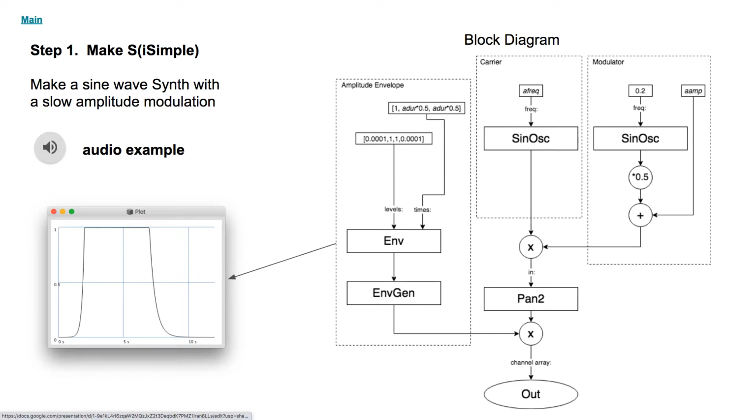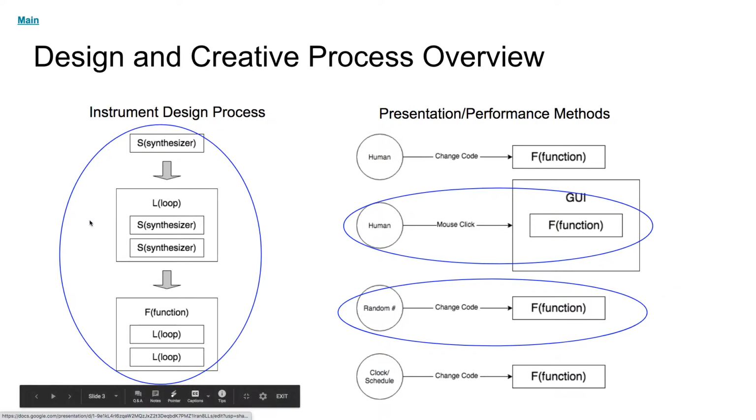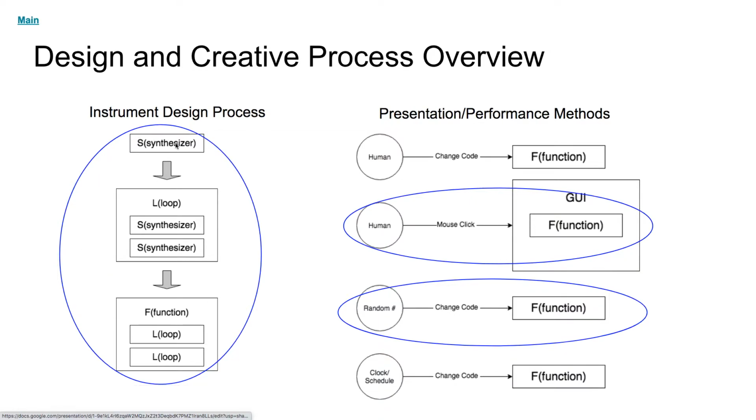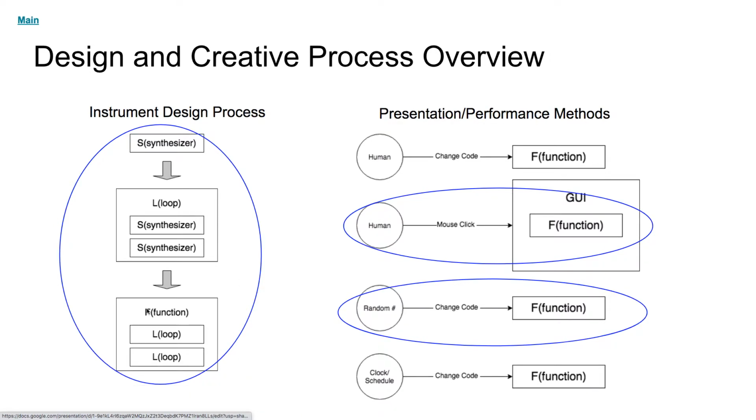Before we do that, this is why I make the diagrams. Our goal is to go through the creative process that I talked about in the previous episode. We're going to start with the synthesizer, then create a loop or sequencer that plays the synthesizer, and then create a little function or a series of presets that chooses the parameters that sound more artistic and musical from this loop and the synthesizer.